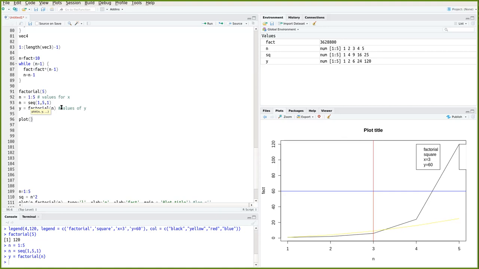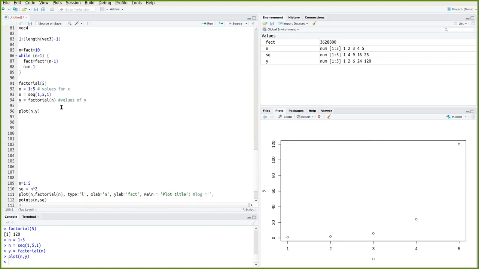So I'll put n. And then you have to put the vector y, which has all the values of y, which is y here. Okay, so very simply, I'll just do Control-Enter.